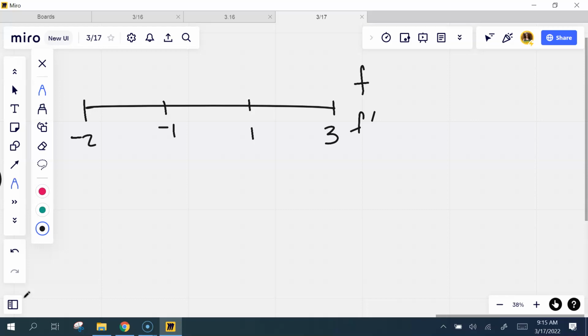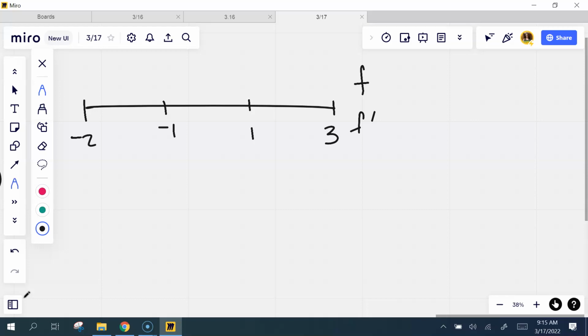All right, part B, explain why there must be a value for c between negative 1 and 1 such that the second derivative is 0. So I said from negative 1 to 1, f prime of x will equal 0. So anywhere from negative 1 to 1, f prime of x is 0.